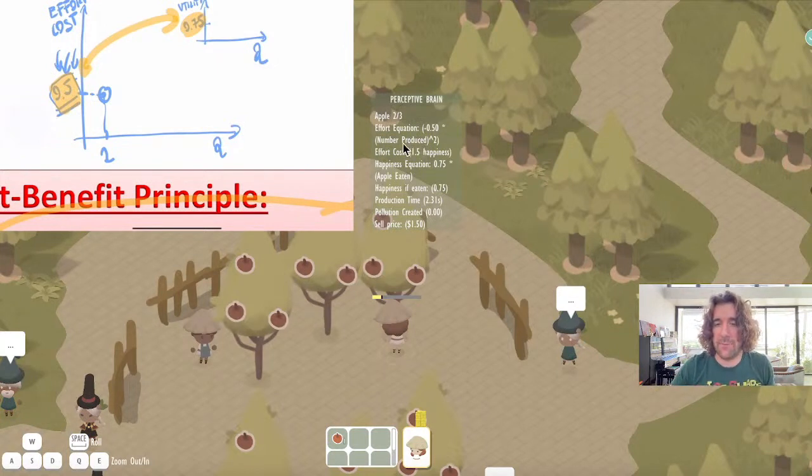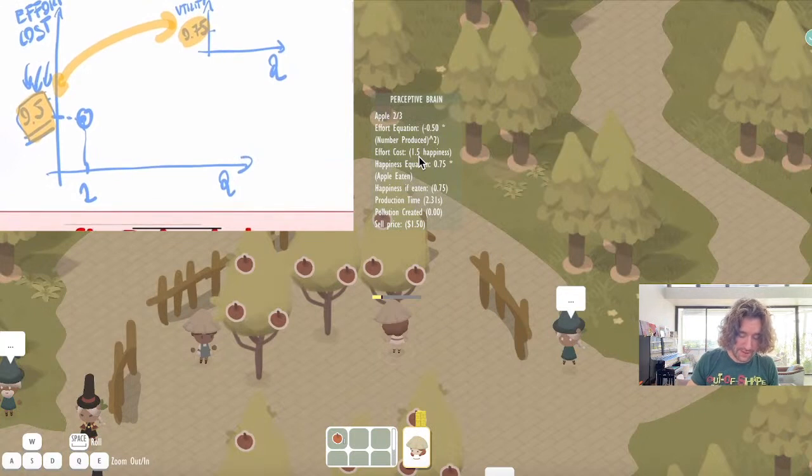Well, if the number of apples produced in a market cycle is 2, now the effort equation is 0.5 multiplied by 2 to the power of 2, which means the cost of effort if you produce 2 apples is now 1.5 happiness. Let me put it in the graph here, because I think this is really important. If you want to produce 2 apples, the cost of effort is going to be higher and is going to be equal to 1.5. I think you can see how this is going.